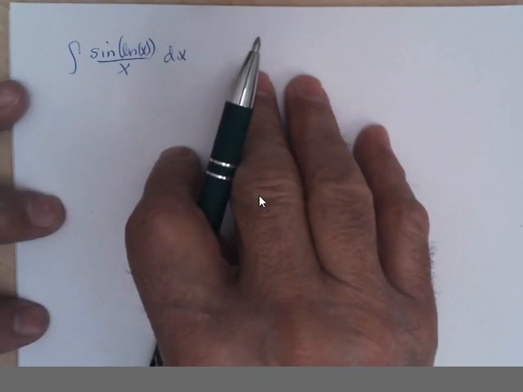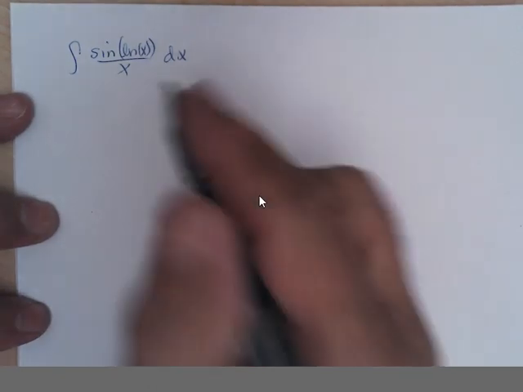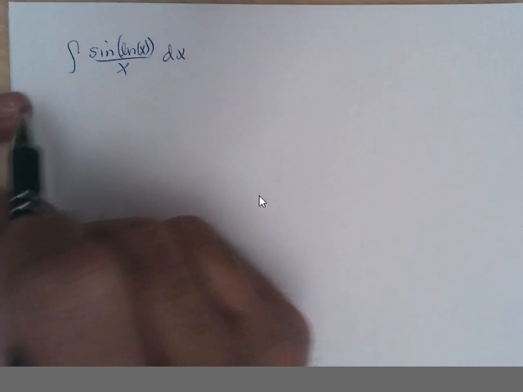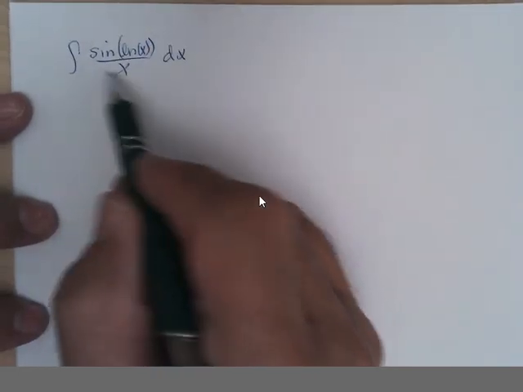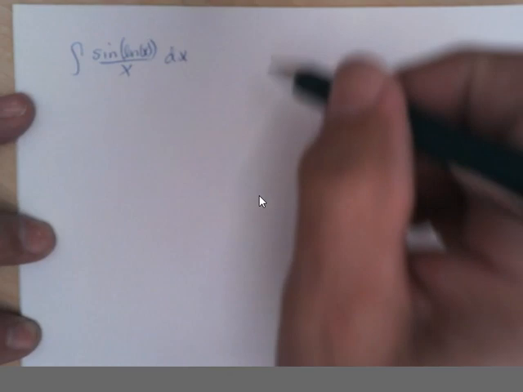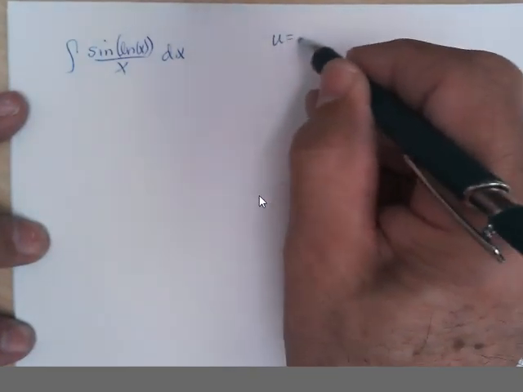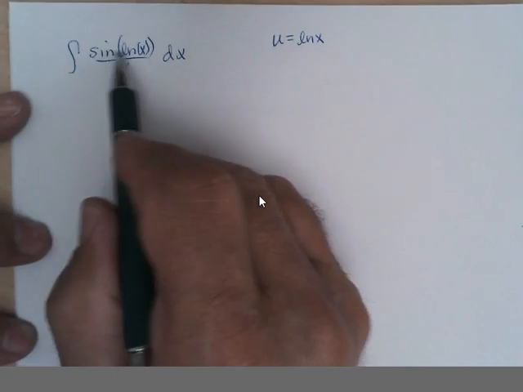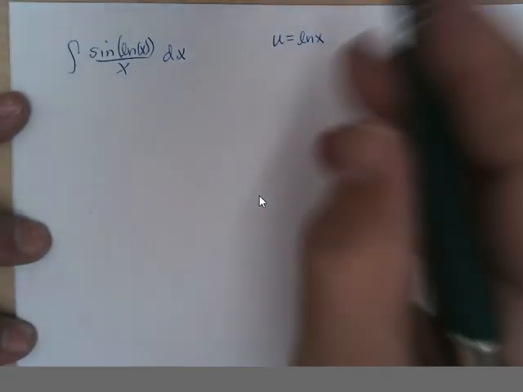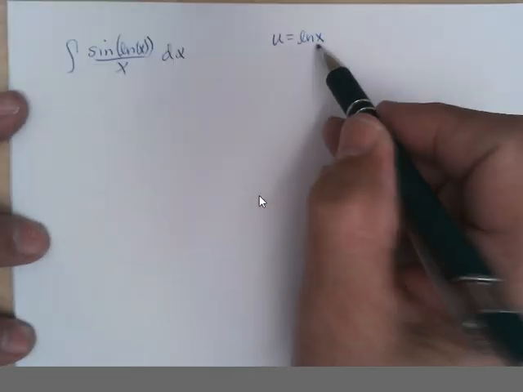What don't we like? Well, that ln of x in there doesn't look so good. Doing a u substitution for the whole thing doesn't do any good, because then we'd have to do the derivative of that. But let's just let u equal ln x. We could consider letting it be sine of ln of x, but let's see what happens here.